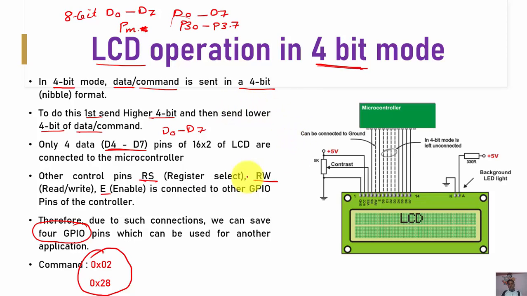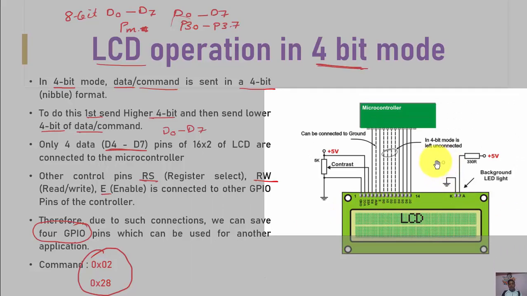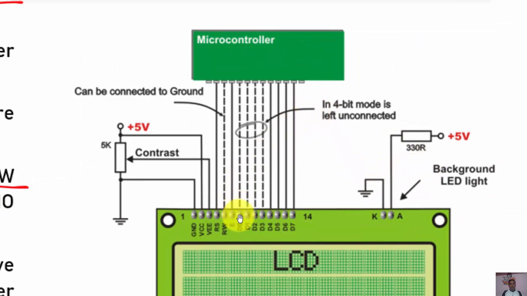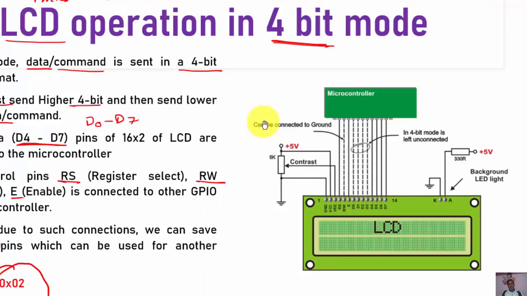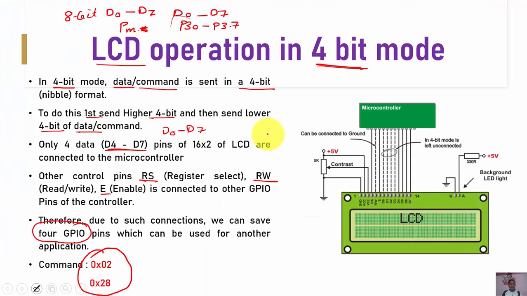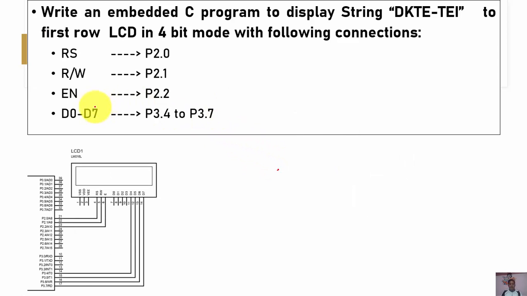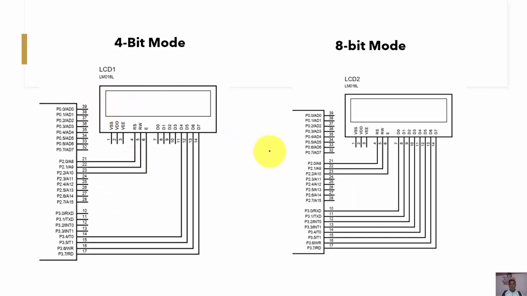So here is the connection. The diagram shows us the difference. When I talk about the 8-bit mode, all of D0 to D7 are connected to the microcontroller, whereas in 4-bit mode only the higher 4 bits, that is D4, D5, D6, D7, only these 4 data lines of the LCD are utilized for the data transmission. So this diagram gives us a better differentiation.